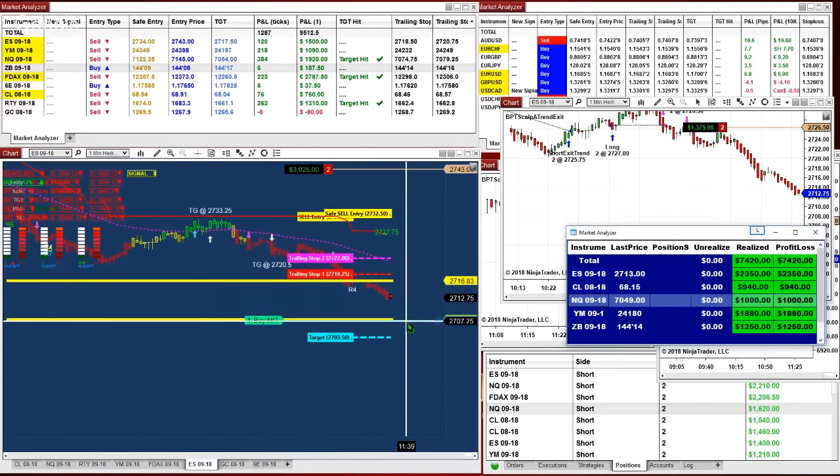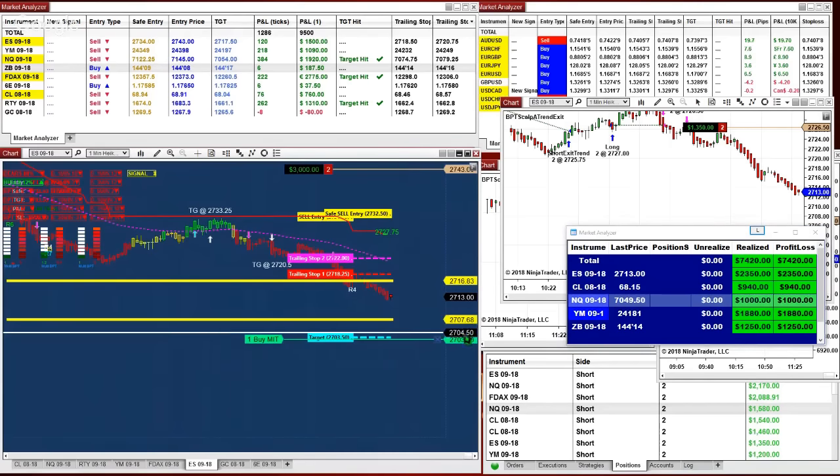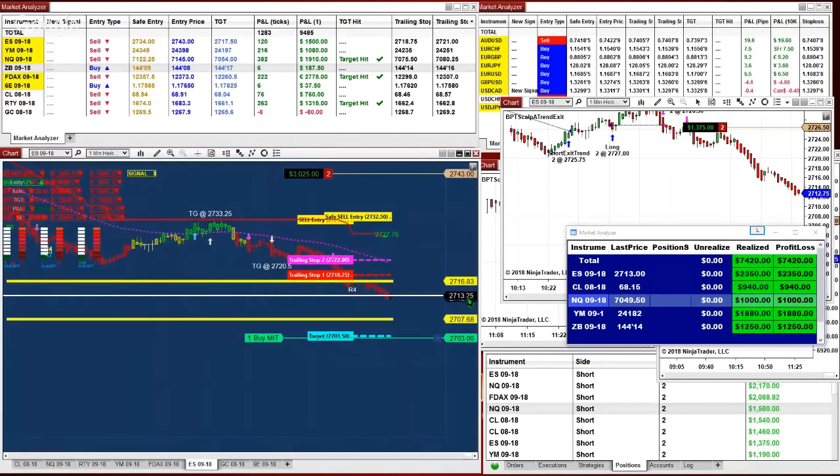Okay, we have a new number on the target. Why not? Let's go on the new target. And we're hammering down.